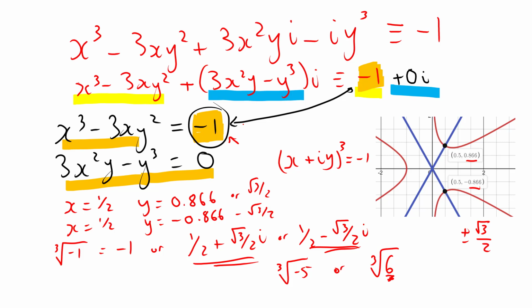So there we go. The cube root of minus 1 is minus 1, and a half plus root 3 over 2i, and a half minus root 3 over 2i. How lovely is that? Thanks for watching.